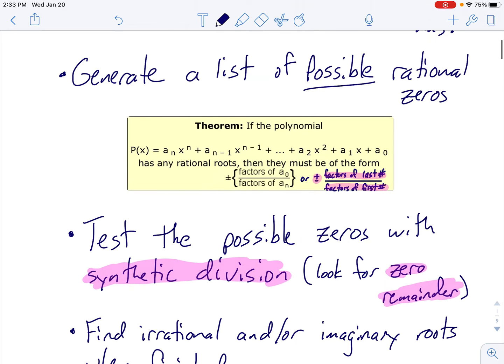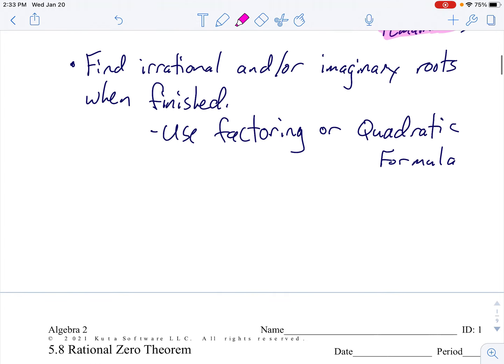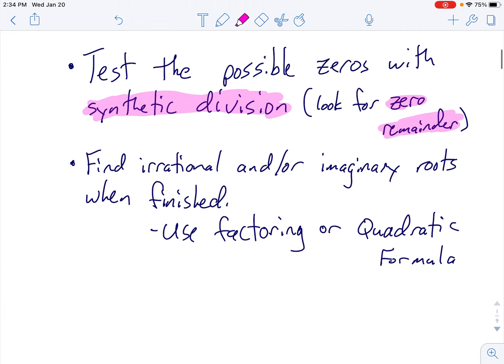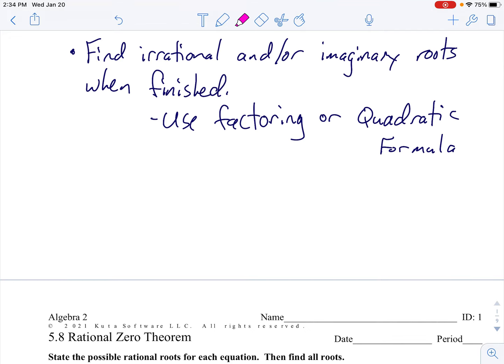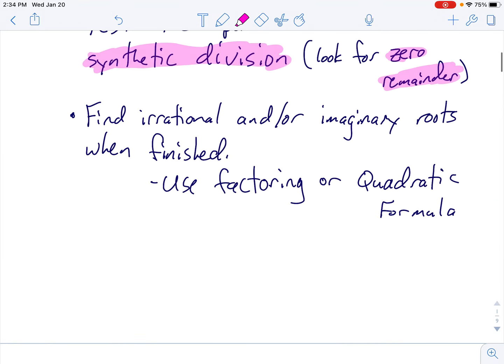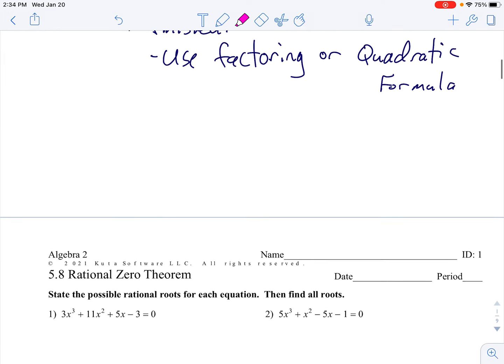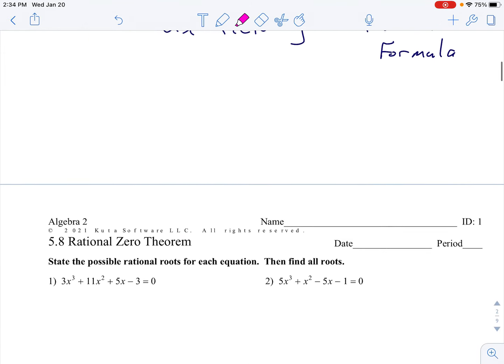Finally, not every root is going to be rational. If they're rational, they are in this form. That's what it says. If it has any, they must be in that form. Okay, that was awful, highlighting all that. Sometimes the roots are imaginary or irrational. That can happen. So once you've found all the rational roots, you can find out any leftovers that are imaginary or irrational. The first few examples are not going to have imaginary or irrational roots. And remember, roots and zeros, same thing. But we can use factoring or the quadratic formula later on when we need to.